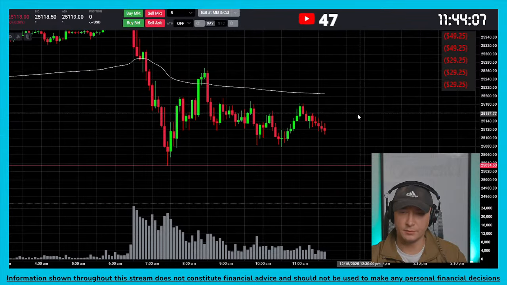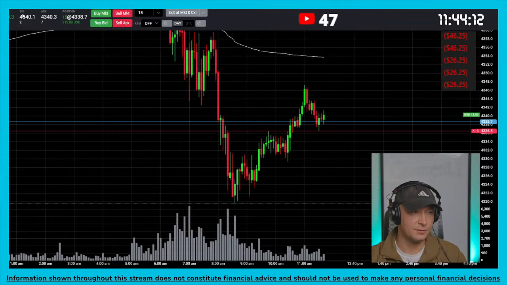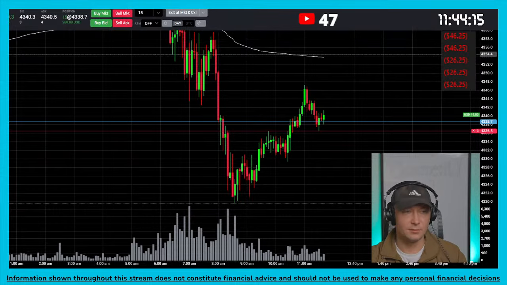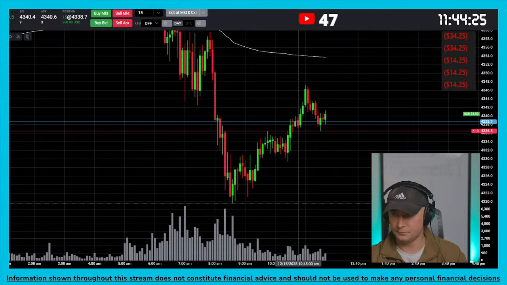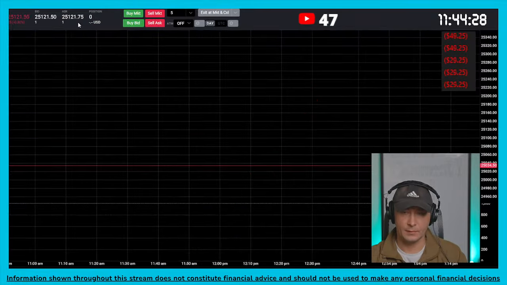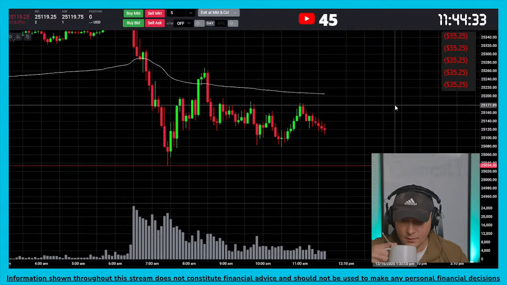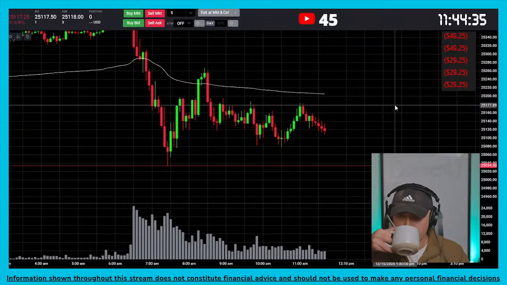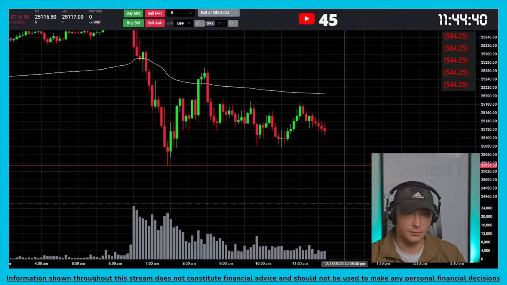NASDAQ's still looking ugly. It's choppy and trending down slowly, bleeding. But gold looks like it wants to break out. Yeah, good call out on gold. Definitely good call out on gold there.